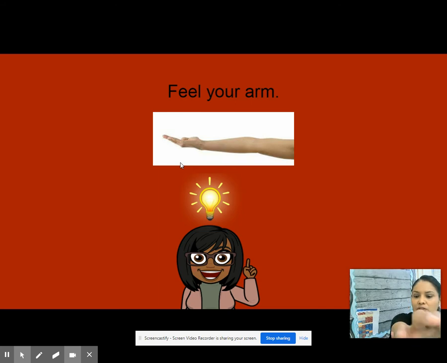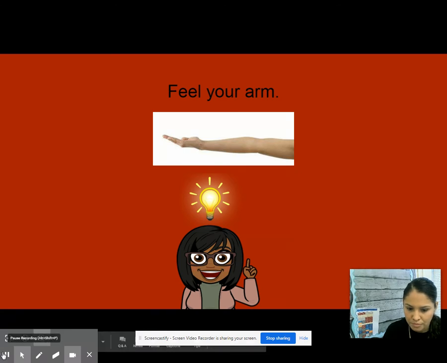So let's feel your arm. Feel your arm. What do you feel on it? Okay, you feel skin. If you press it, you feel something hard on it. So that's the bone. Okay, so let's keep going.